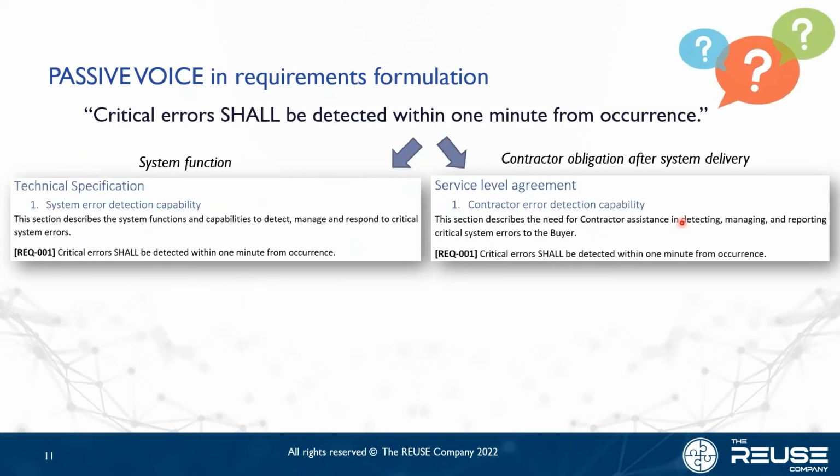And now I'm coming to the actual reason for this. If you take this requirement and you are a different kind of stakeholder, you can absolutely mix them up. Because if it's a system function, this requirement describes that the system should do something. It still says critical errors shall be detected within 1 minute from occurrence, so it's a kind of system function. But if I instead put this requirement in a support agreement, then it's the contractor that is supposed to do something completely else. So exactly the same sentence can have two absolutely different meanings.